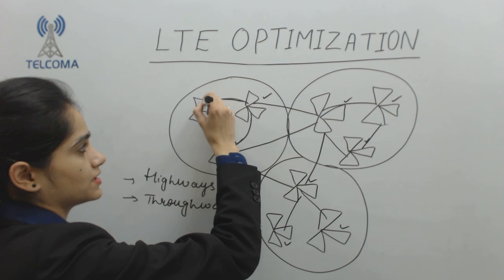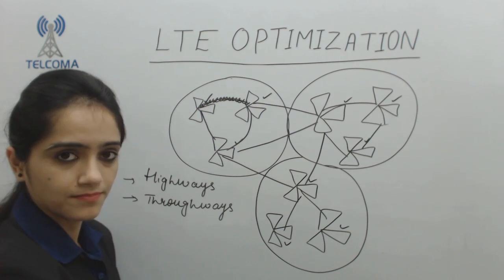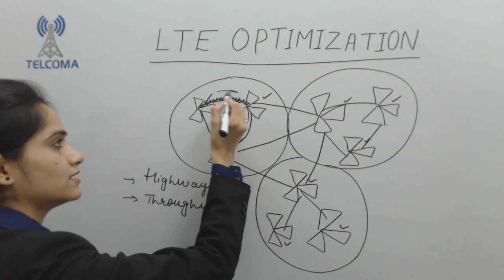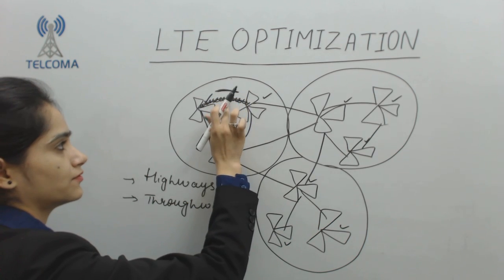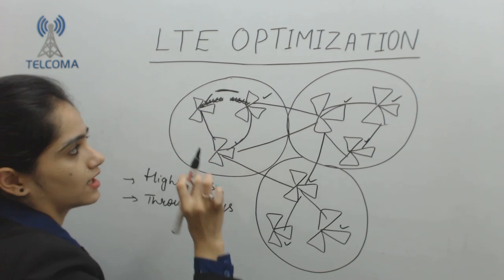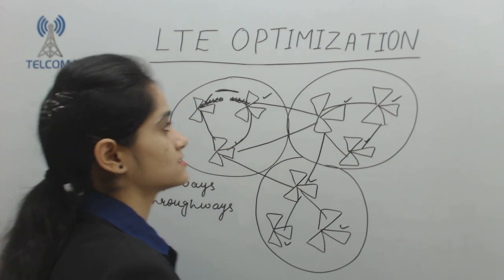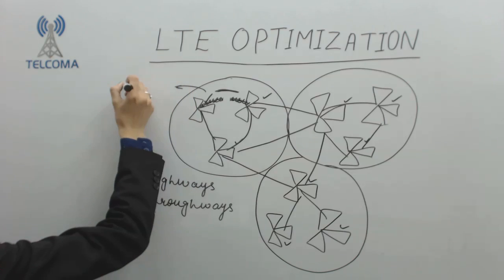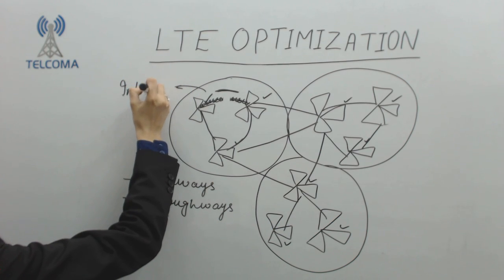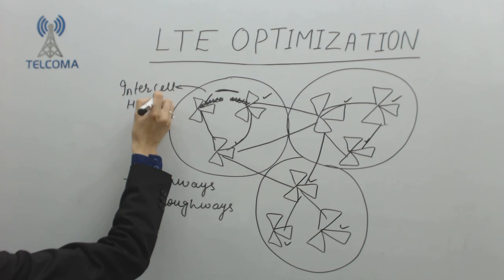Now, the drive tester will drive along one route and record each and every parameter. So if in between there is a handover failure, I will mark it here: okay, I have a handover failure between two cells. That means there should be an intercell handover, because you are moving from one cell to another cell, and as a result there is some handover failure.